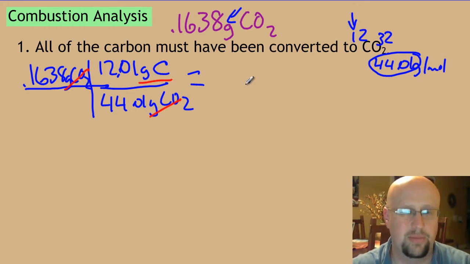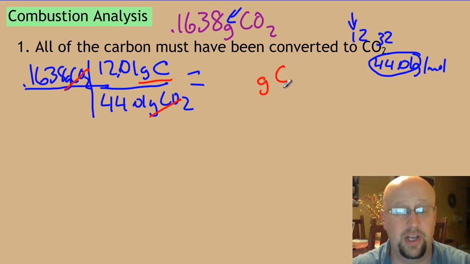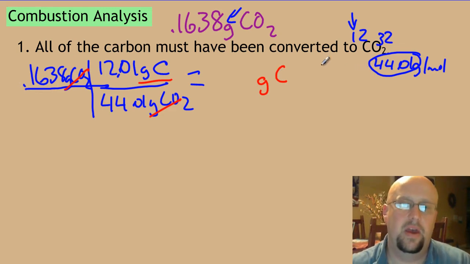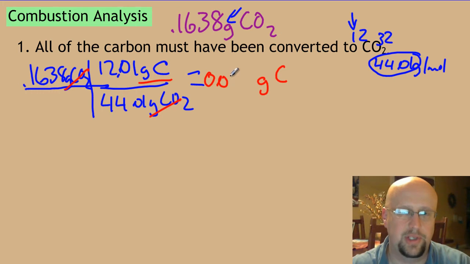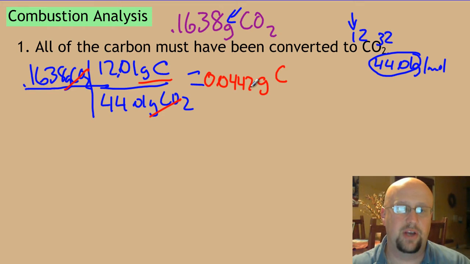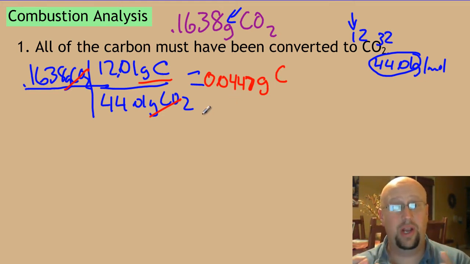We're left with grams of carbon, which is good because if I know how much of one element I have, then I've got something to do percentages from, right? So then we punch that into our calculator. We do all that math. Remember, 0.1638 times 12, all of it divided by 44, and that's going to give us an answer of 0.0447 grams of carbon. That's a 7, not a 2, just to make sure. So that's good. Now we know how much of just one element, so now we can talk about a percent.